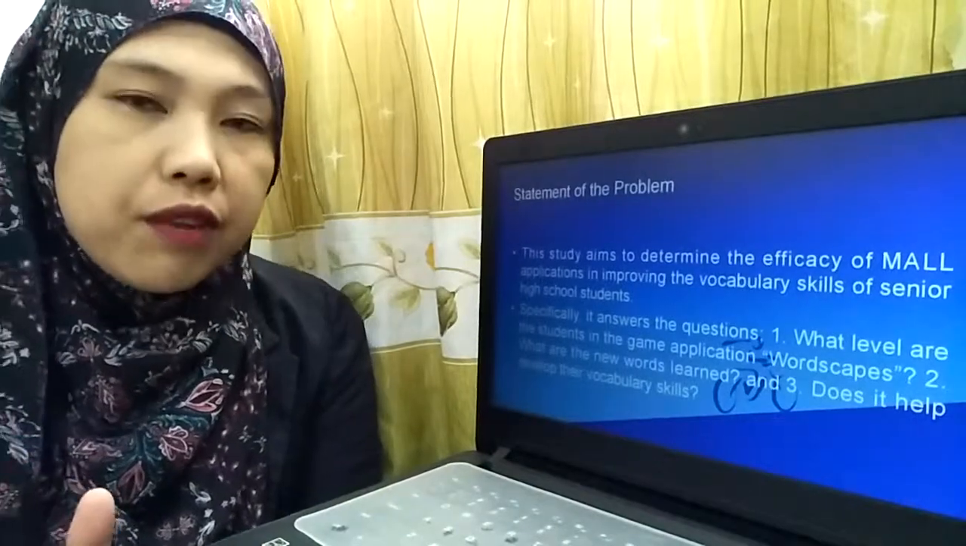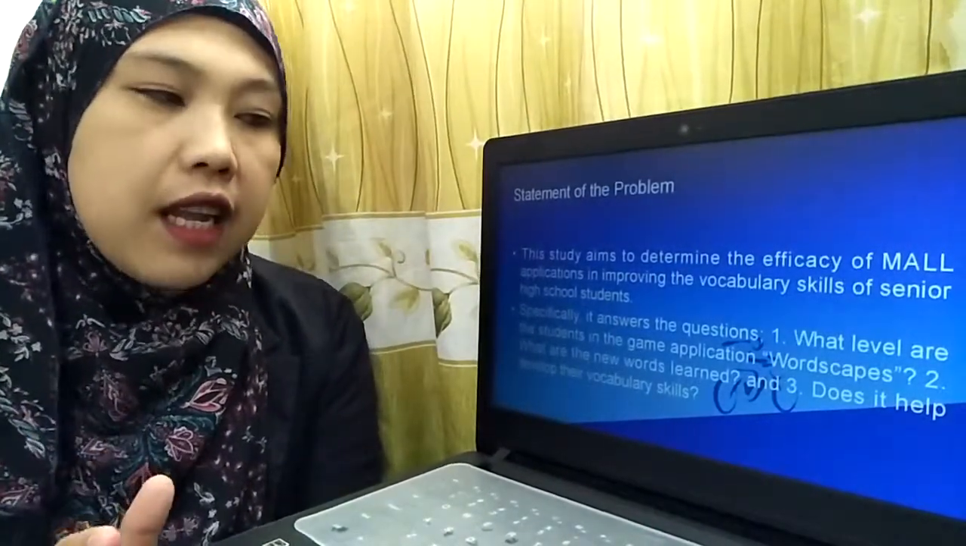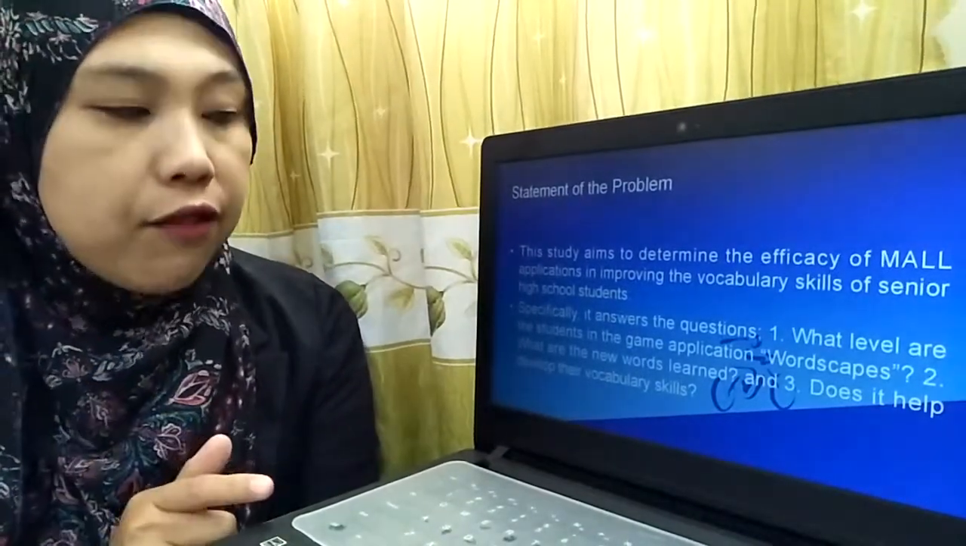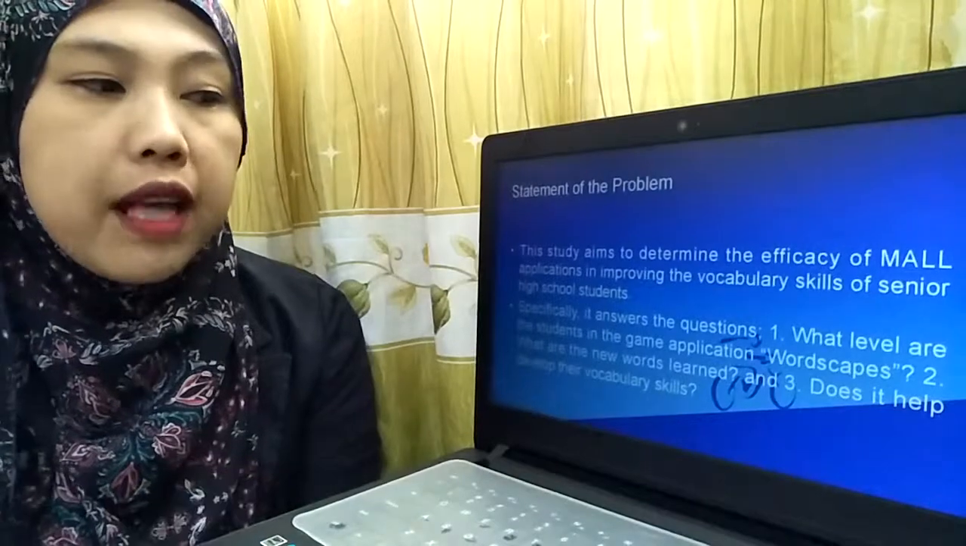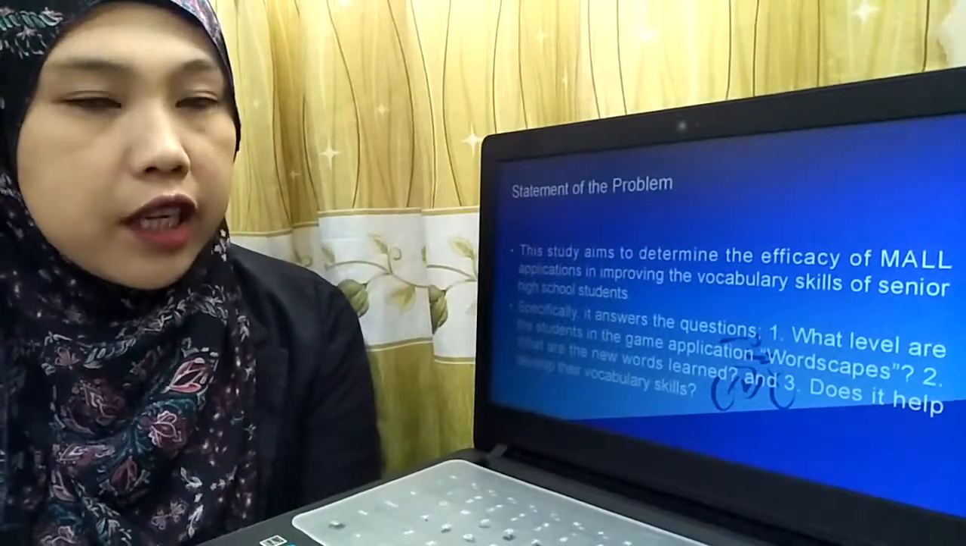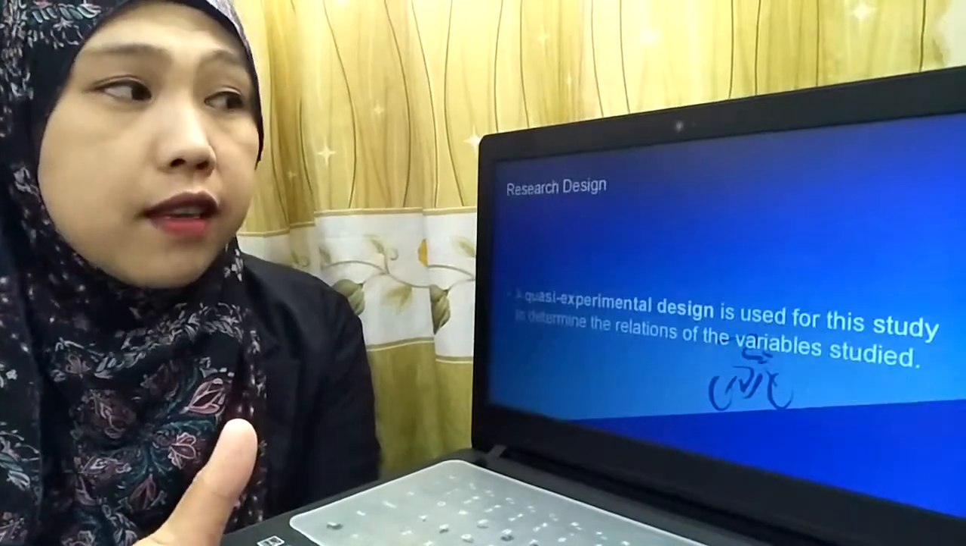Now, as for the statement of the problem, this study aims to determine the efficacy of MALL applications in improving the vocabulary skills of senior high school students. Specifically, it answers the questions: Number 1, what level are the students in the game application Wordscapes? Number 2, what are the new words learned? And number 3, does it help develop their vocabulary skills?